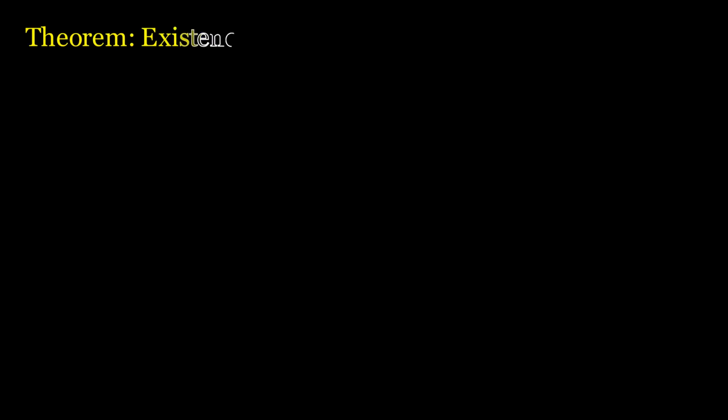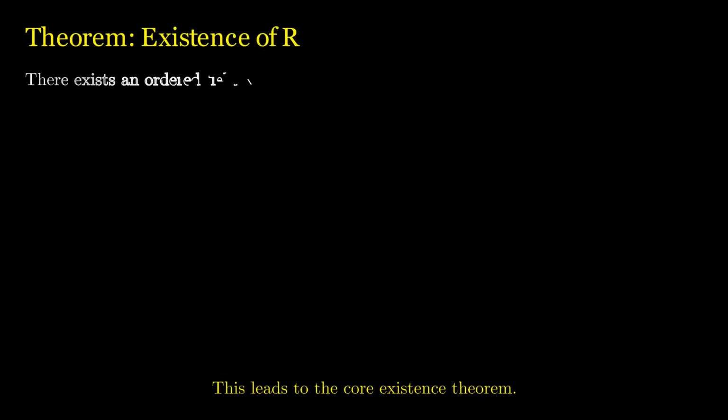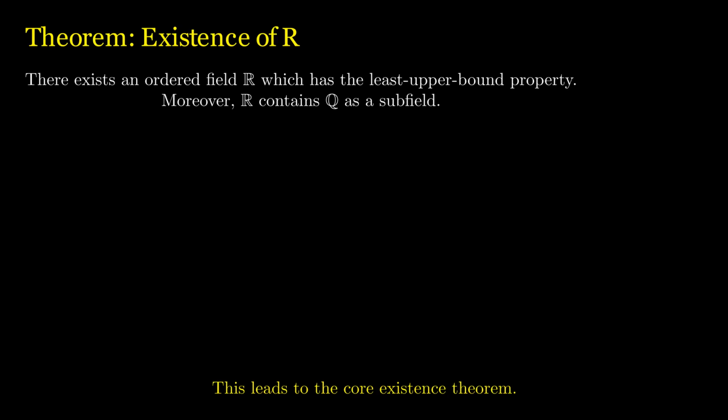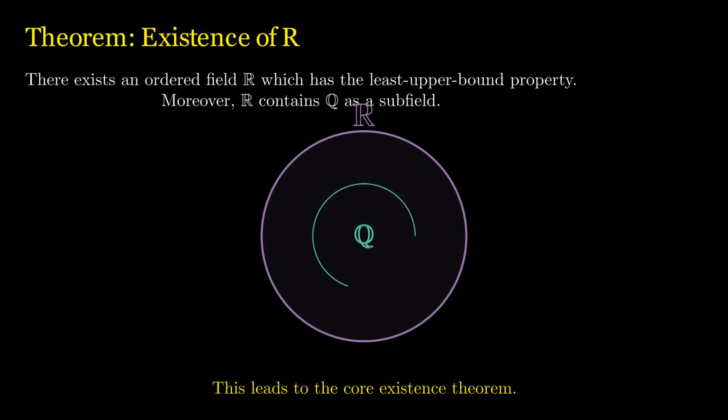This leads us to an important existence theorem in this chapter. There exists an ordered field R which possesses this least upper bound property. But we do not discard the rationals. The real field R contains Q as a subfield.